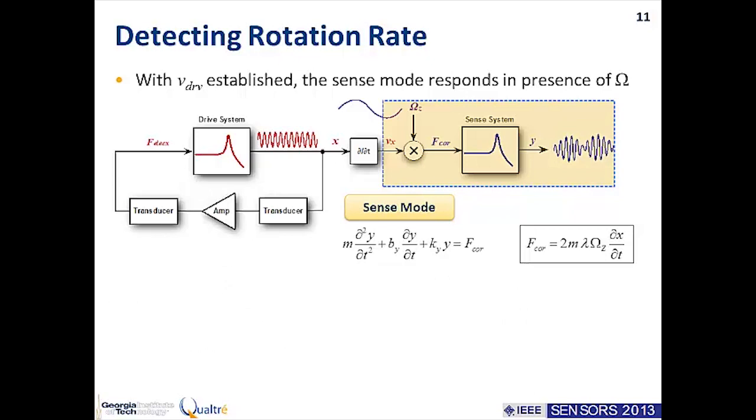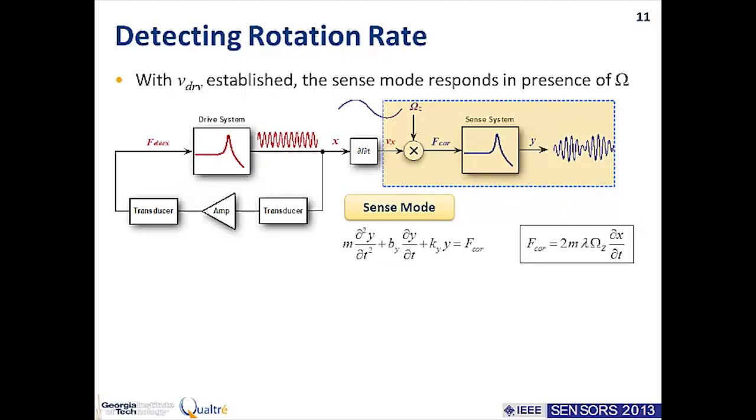So once you have established this oscillation about your drive axis, well, as we have been describing, the velocity of that drive mode multiplied by our input rotation rate gives the Coriolis force, and then that is going to excite the sense mode. And what we actually get at the output of that system is a signal that is proportional to that rotation rate, but it's modulated on top of the frequency of the drive.